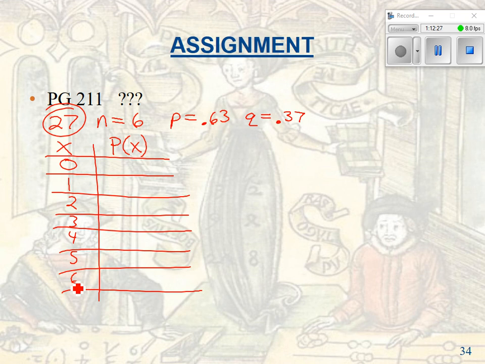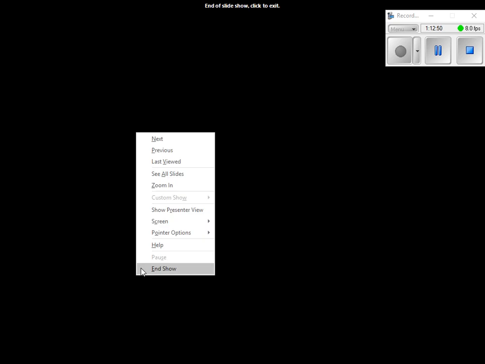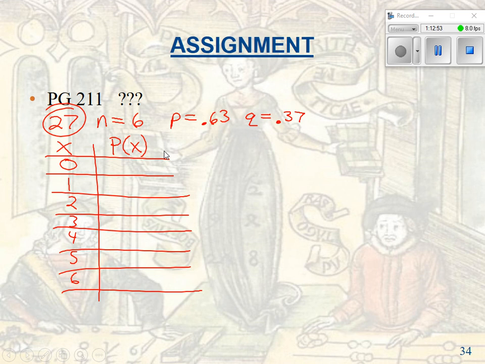You're going to go on your calculator, and once we do one of them, some of you do each one of them for us again so we can write them in quick like we did over here. If I do 0, I'm going to hit second, VARS, go down to the PDF, binomial PDF. Binomial PDF, N is 6, comma, 0.63, comma, and we'll do 0. Close the parenthesis.